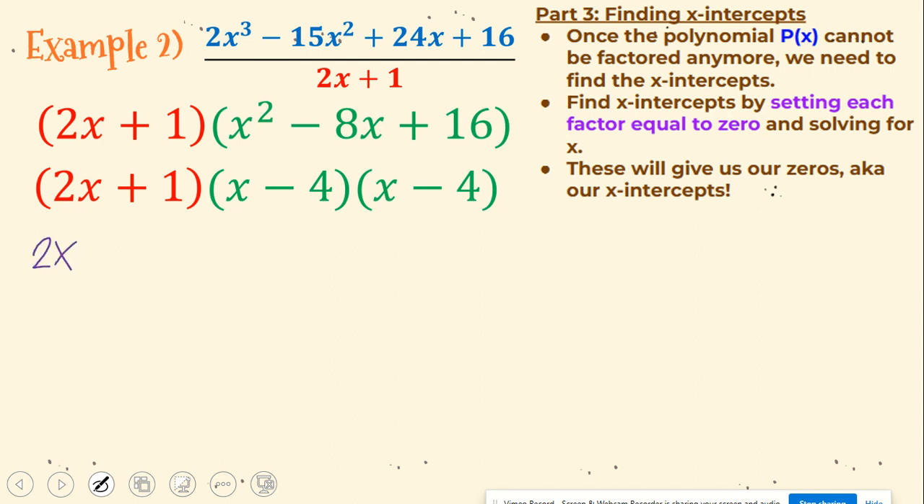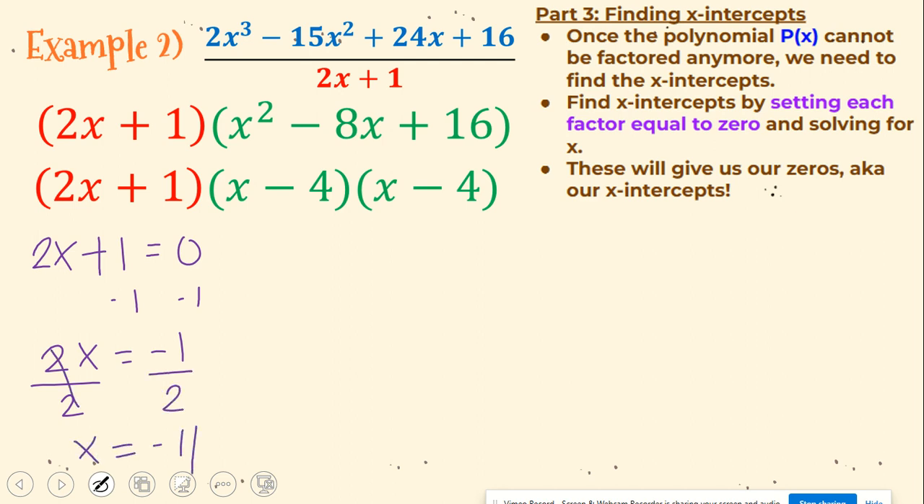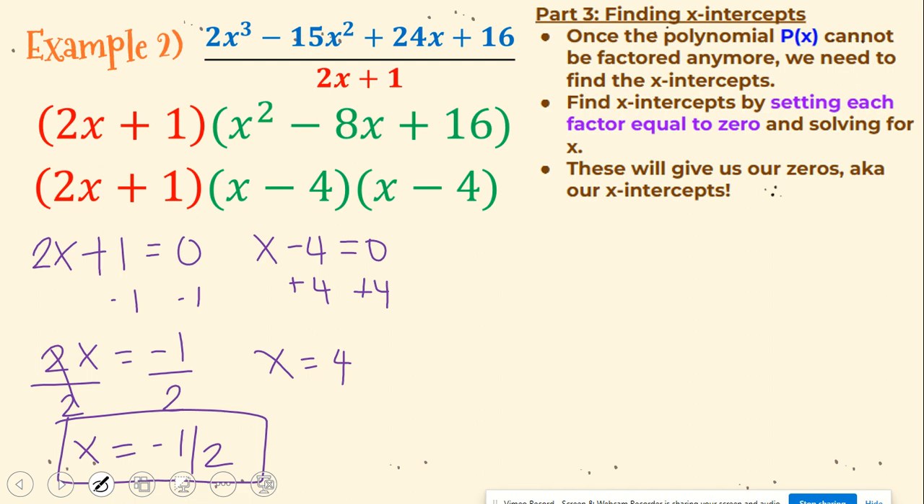So we'll start. We're going to set 2x plus 1 equal to 0. If I take away 1, I have 2x equals negative 1. I need to get x alone. I can divide both sides by 2, and I get x equals negative 1/2. It's a little weird, but it's allowed. Then I'll set my next factor, x minus 4, equal to 0. I add 4 to both sides and I get x equals 4. Nice. I love it when they're simple and they work out like that.